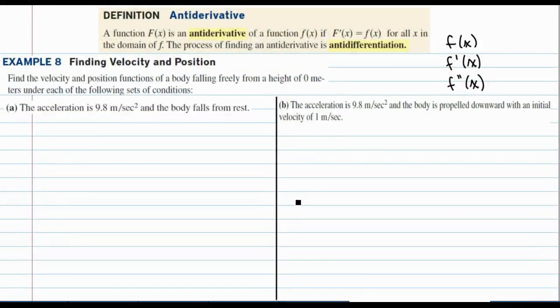This is the screencast for section 4.2, example 8. We're going to look officially at the antiderivative. So in example 7, we worked a derivative backwards, but it's actually called something.